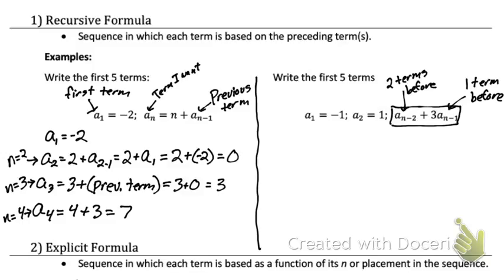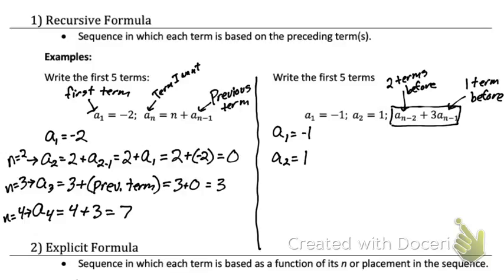Well, if I have to list my first 5 terms, we already got 2 down. A sub 1 equals negative 1. A sub 2 equals 1. 2 of the 5 are done already. You just have to be able to write it down, and you have to write down your first 2. Show me that you understand those are my first 2 ones.